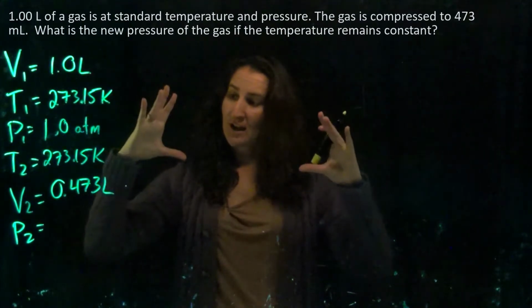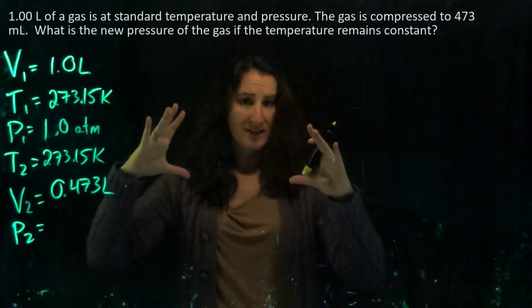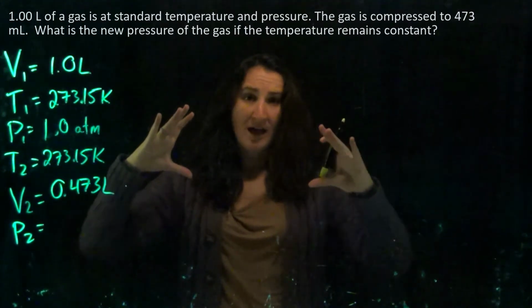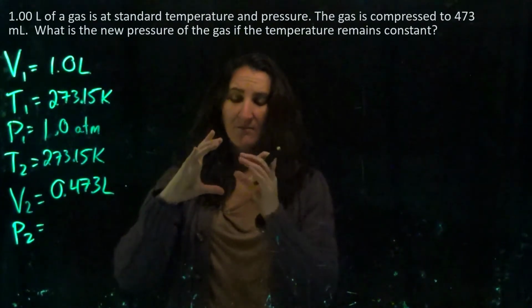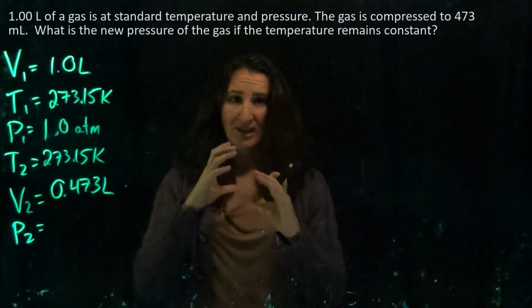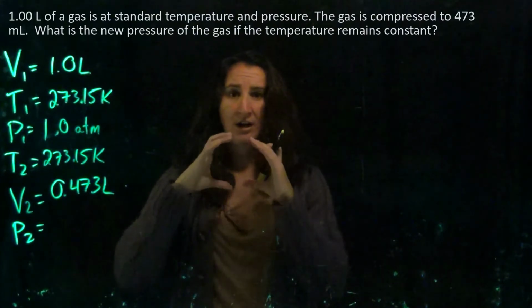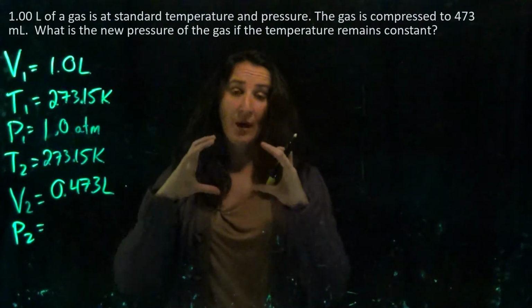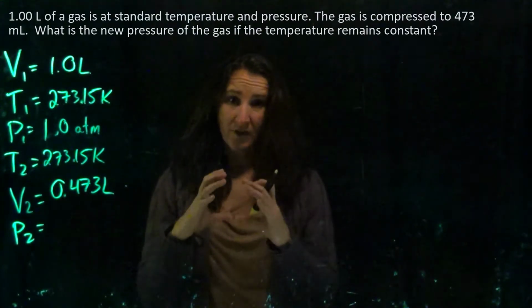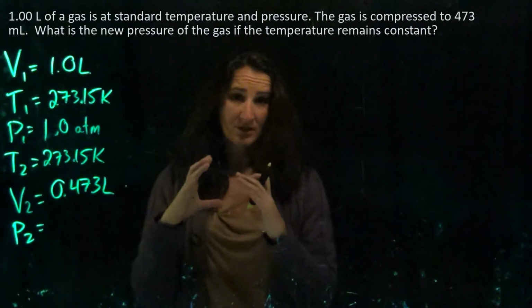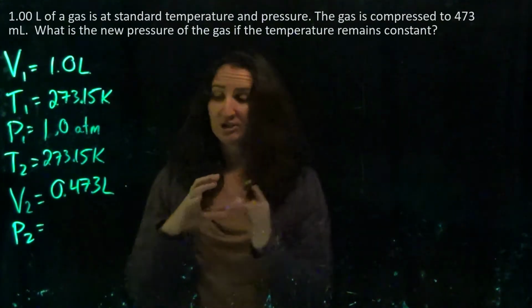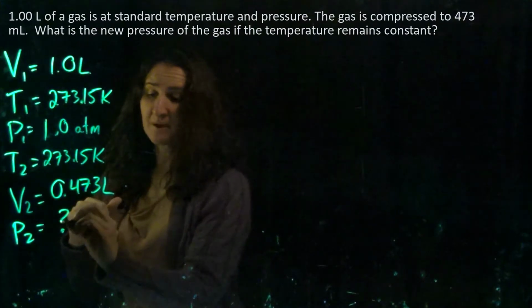So as you start out with a big volume, lots of molecules floating around and hitting that wall, as I'm compressing it, think about it. They're going to hit each other more. They're going to hit the edges more because there's just a smaller volume. And so as you reduce your volume and you keep your temperature constant, you're going to increase your pressure. So we're wondering, what then is my new pressure?